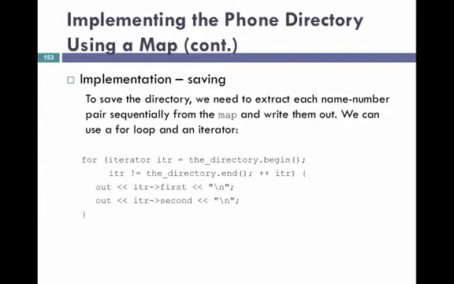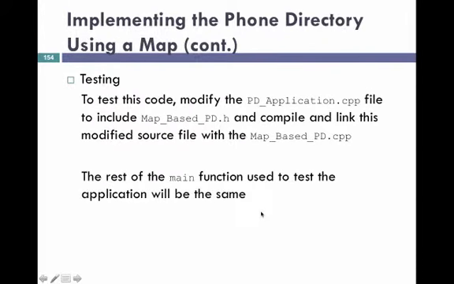Now to save the directory, we need to extract each name number pair and write them out. And here's a for loop to do that, again using iterators. And to test this code, we could modify our original CPP file to use map-based pd.h. We compile and link the modified source file with map-based pd.cpp, and the rest of the main function used to test the application will be the same.